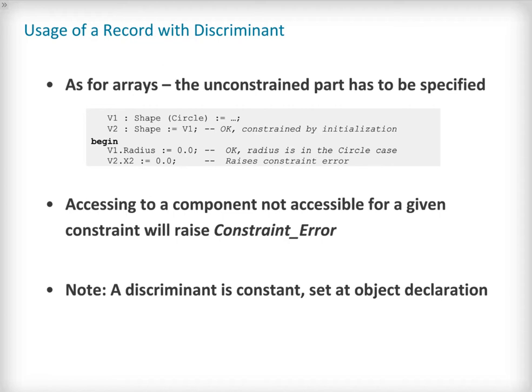Of course, the value of this discriminant has to be constant. It's a bit like an array boundary that doesn't change as soon as the array is created. So any attempt to modify the value of a discriminant will issue a compilation error. However, the same value can be accessed in read mode if required.